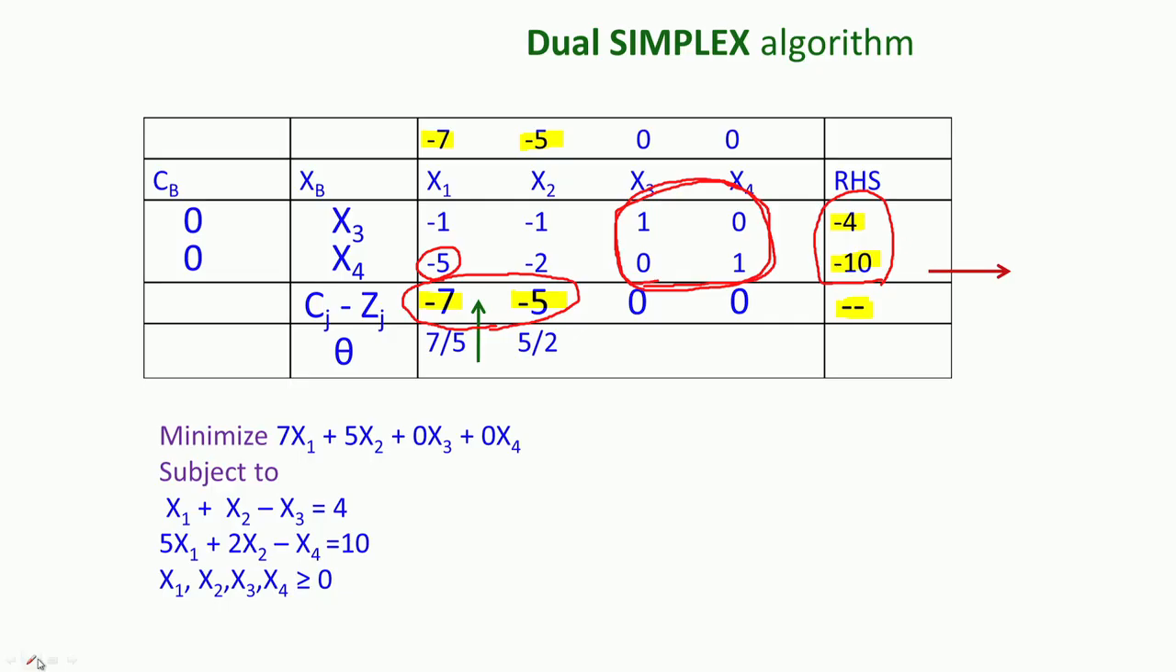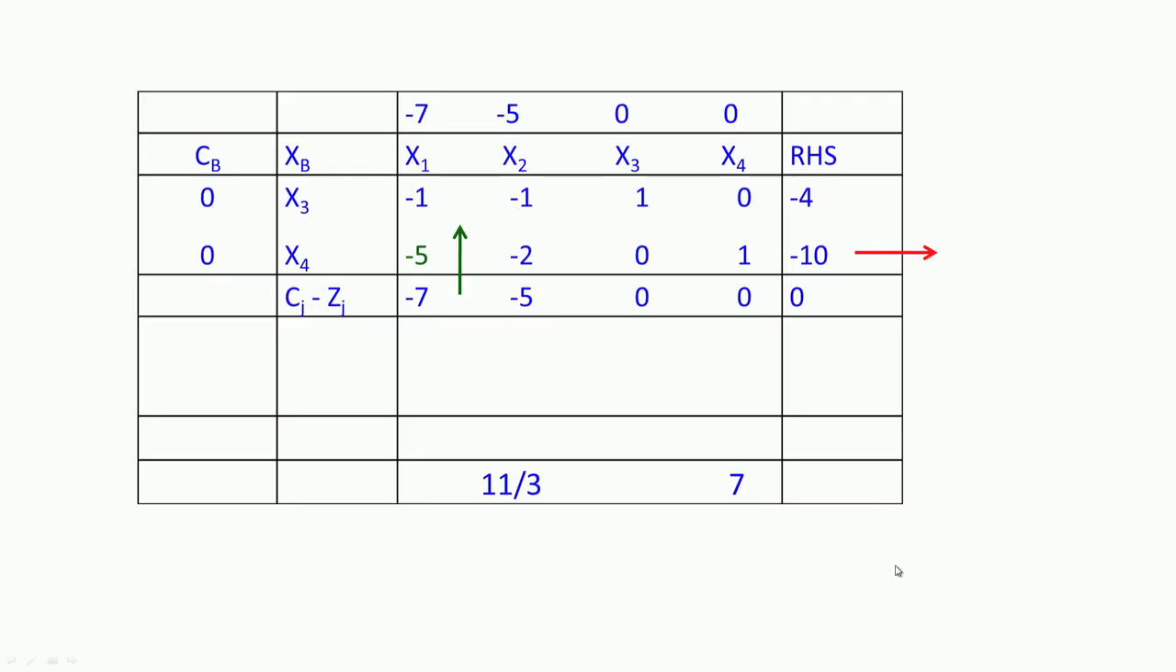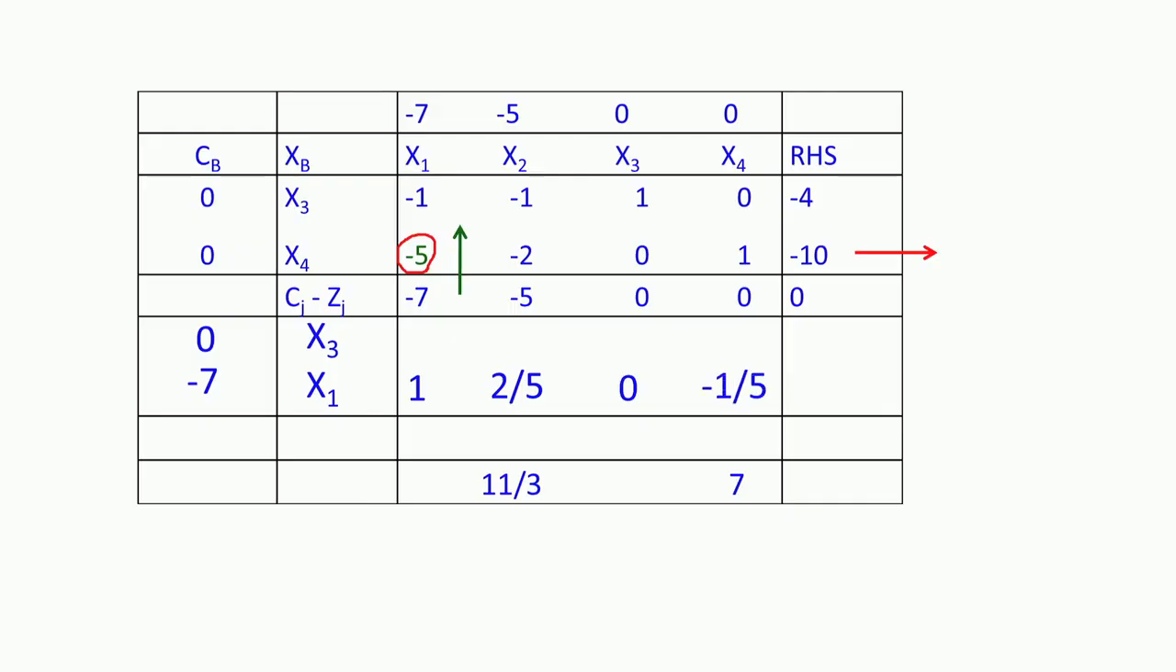So we show the next iteration this way. So this is our next iteration. We said this is the pivot element, this pivot element is negative. So variable x1 replaces variable x4. So x3 and x1 are in the solution, 0 and minus 7. So again we divide every element of the pivot row by the pivot element, divide by minus 5 to get these values and a right hand side value of 2.